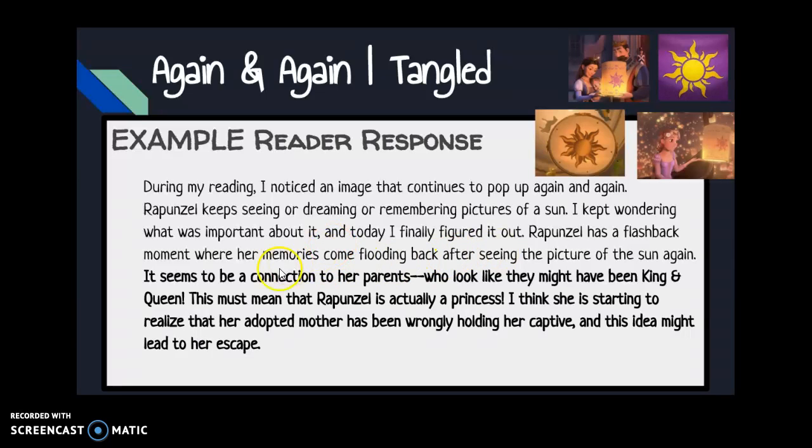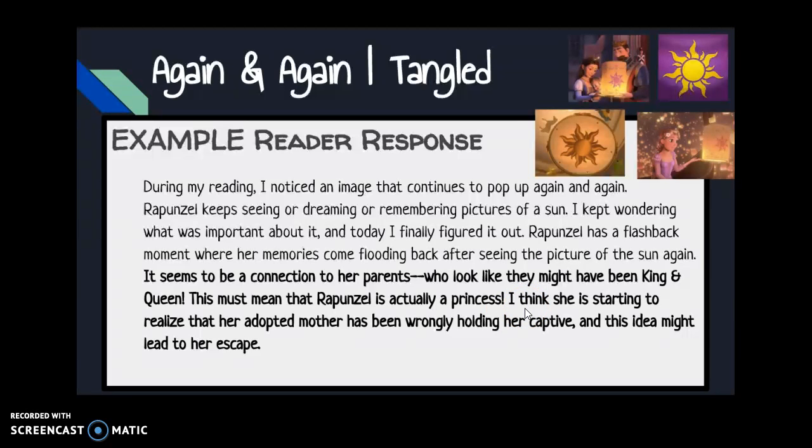Now here's the most important part, and that's why it's in bold. This actually answers the anchor question. Why does this seem to keep coming up again and again? I said, it seems to be a connection to her parents, who look like they might have been king and queen. This must mean that Rapunzel is actually a princess! Notice I'm using exclamation points because if I was reading this for the first time, I'd be really excited about it. Here's where my conclusion and a possible prediction come into play.